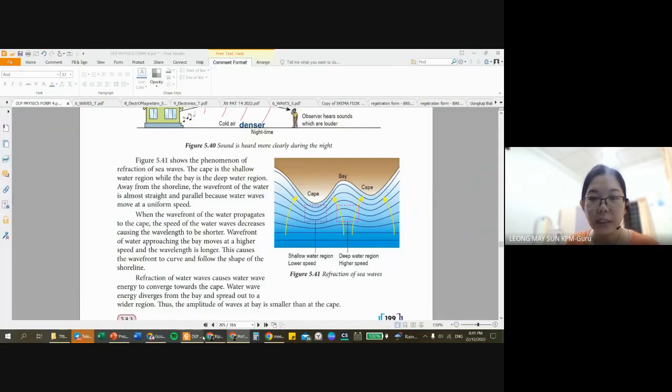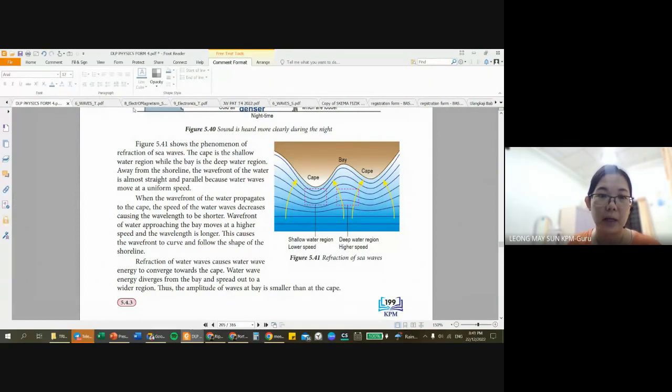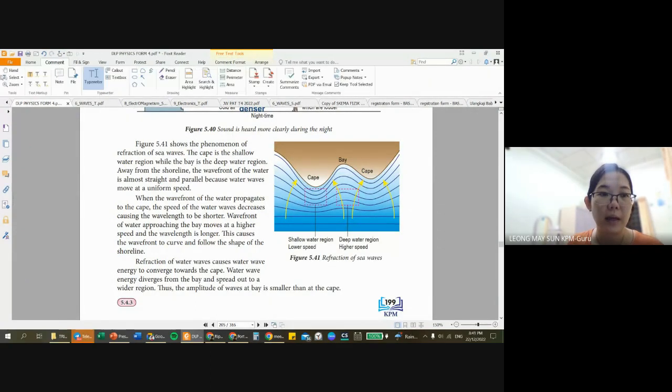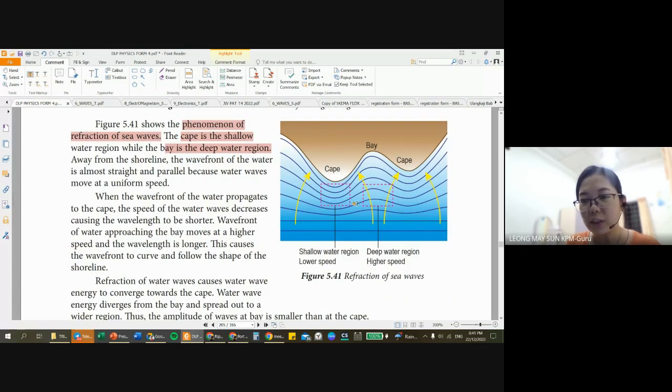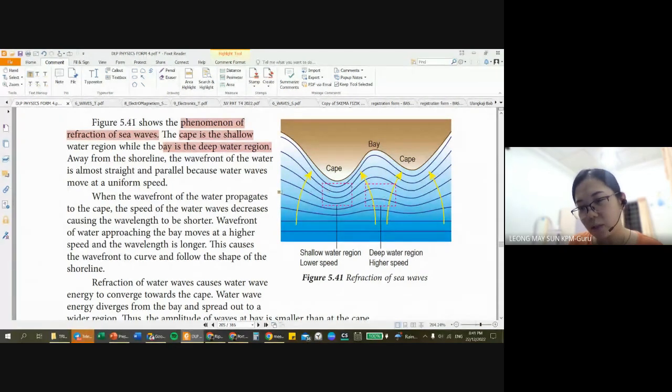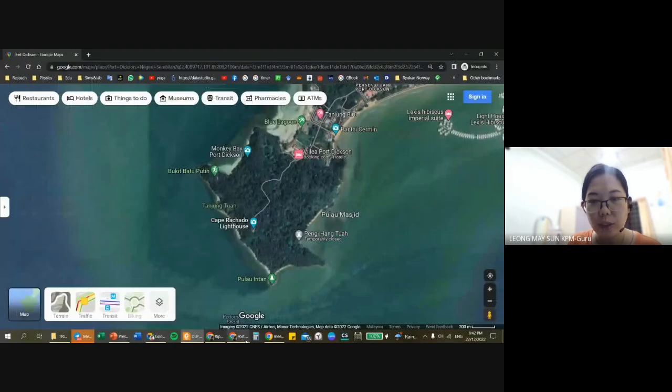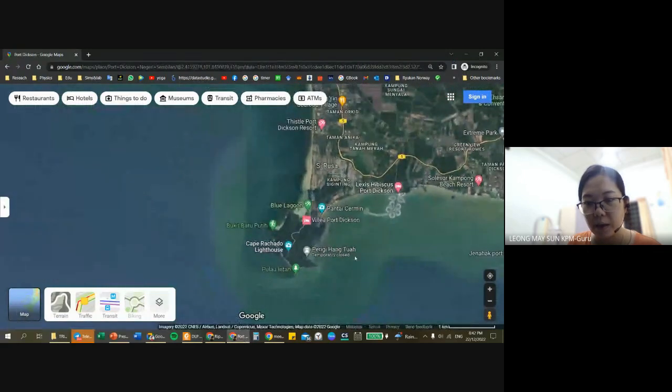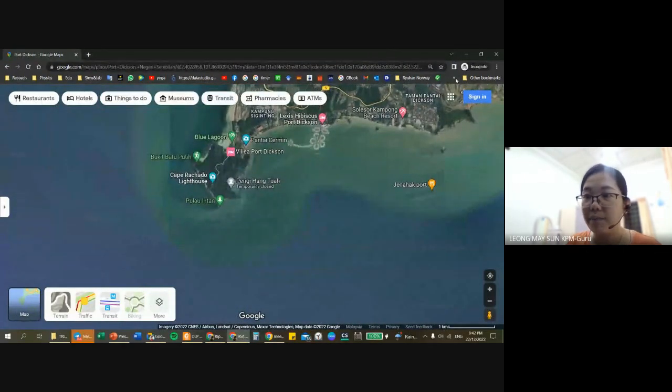So over here in your textbook, page 199, this is a phenomenon of refraction of sea waves. The Cape is a shallow water region, whereas the Bay is a deep water region. So how is it considered deep and shallow? It's considered deep and shallow, which is parallel to this one straight line, at one condition. Which means that the deep and shallow region that I'm considering, let me just screenshot this and bring this to PowerPoint.